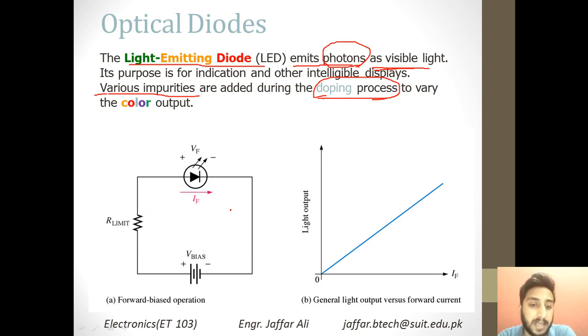Now you see that this is the circuit diagram of forward bias operation of the optical diodes. You apply some voltage, plus and minus, across this diode, and when the charges flow through this diode, they emit light. So this is the operation of optical diodes.